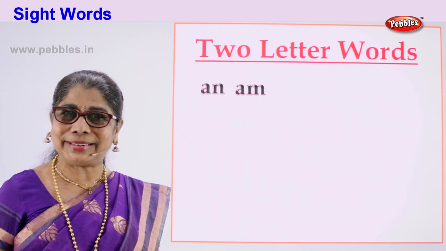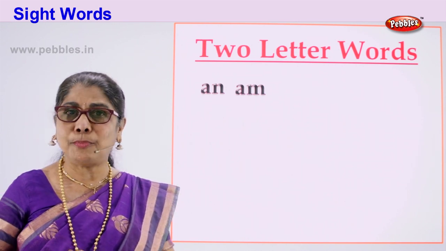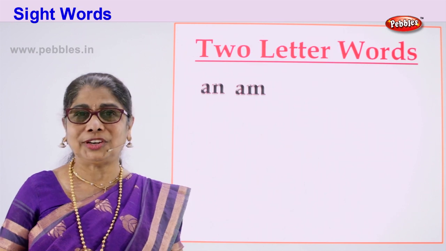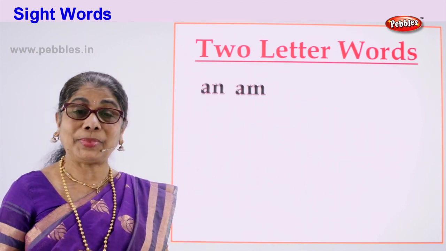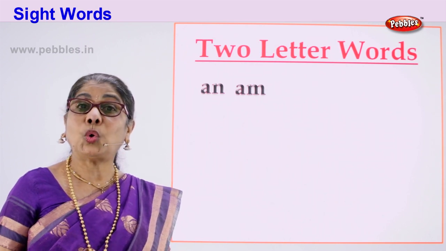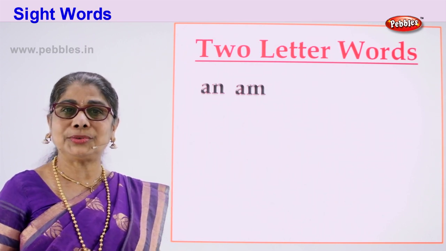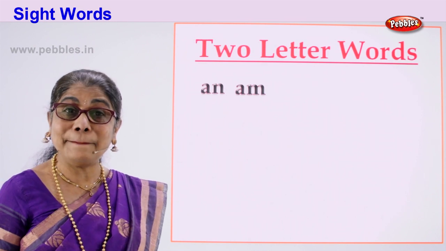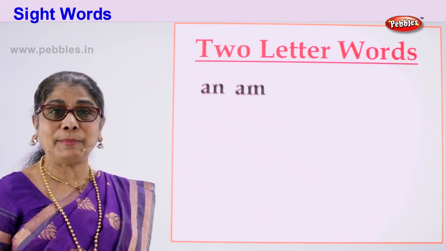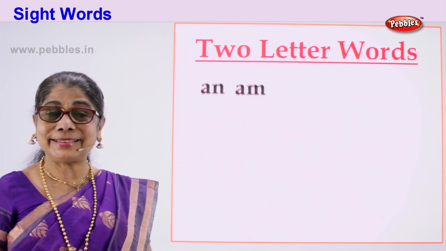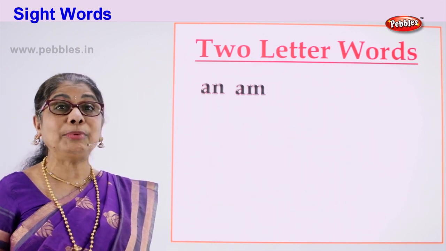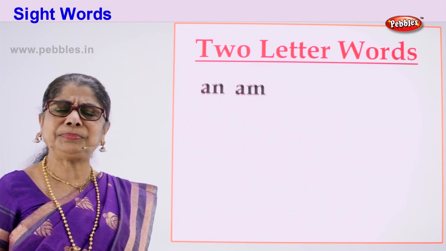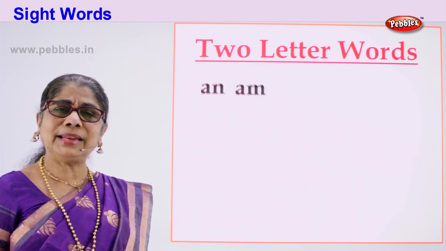Am. Good. I am a boy. I am a girl. I am a good girl. I'm a good boy. I am always early to school. I am able to complete my work. Good. So, you looked at it and you're able to read it. You're very clever. Let's go to the next sight word.